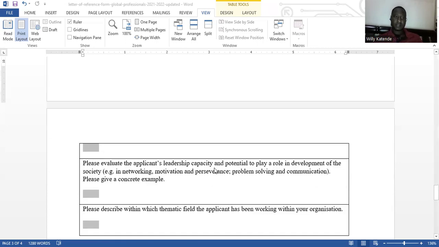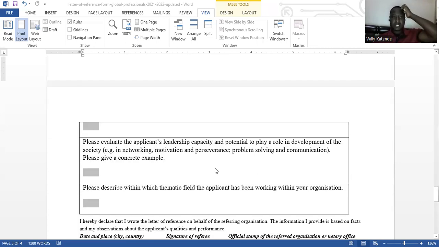Now, the third question. Please evaluate the applicant's leadership capacity and potential to play a role in development of the society, e.g. in networking, motivation, and perseverance, problem solving, and communication. Please give a concrete example. So concrete example, it has to be practical, like 1 + 1, you get 2. You have to give an example of what you did. The referee, sorry, has to give an example of what you did and the results you got.